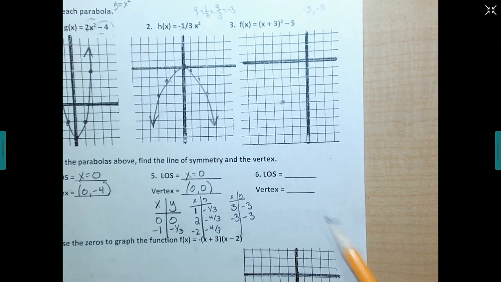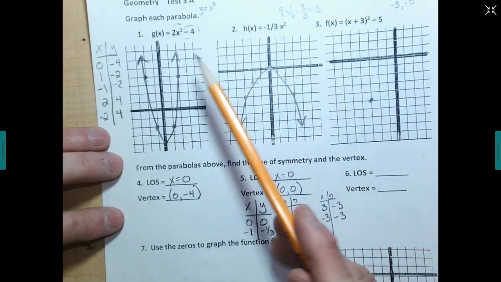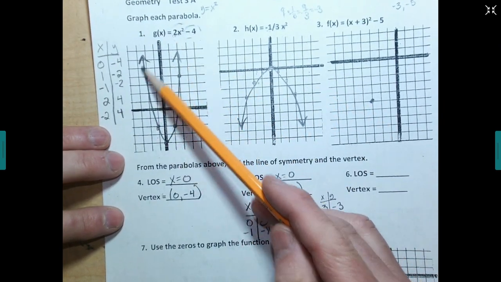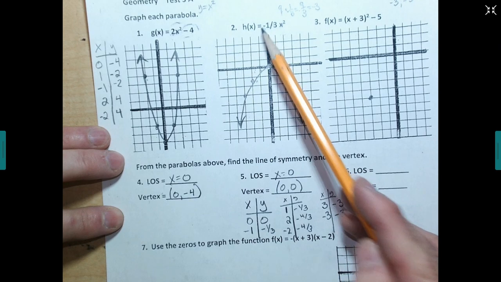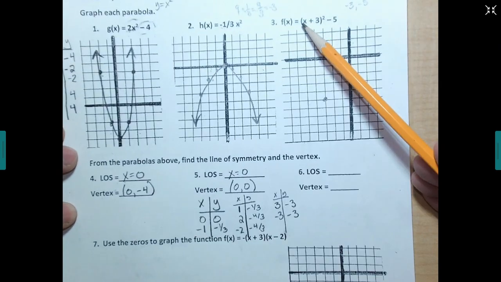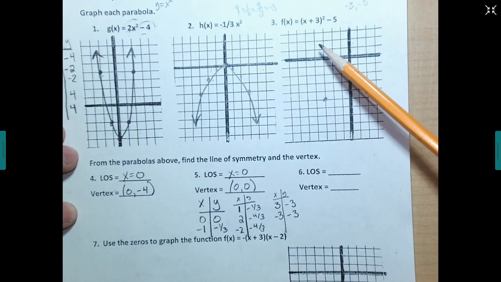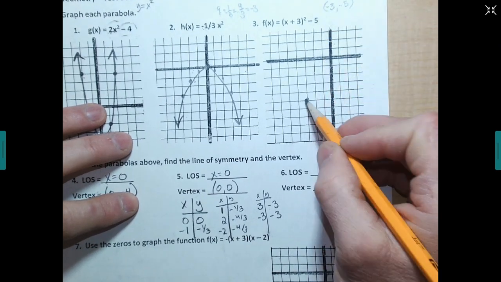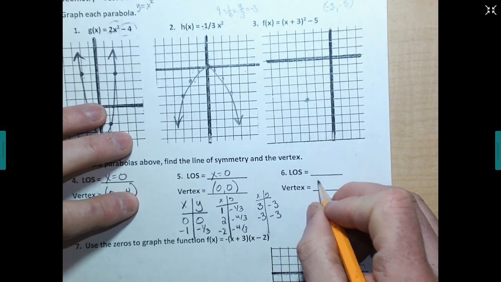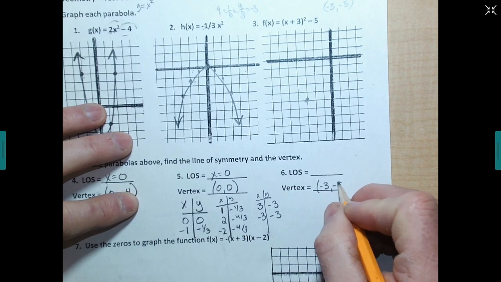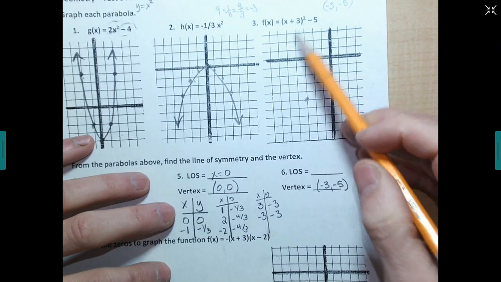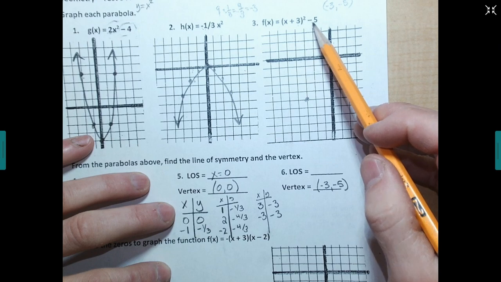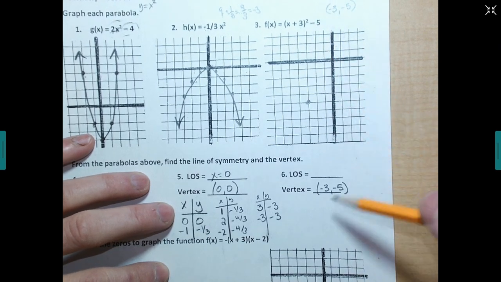Oh, another thing, just to double check and make sure you're doing it correctly, this one's a positive, so it's a happy face. This one's a negative, so it's a sad face. This one's a positive, so it's going to end up being a happy face. So there's my vertex because it's written in vertex form. Negative 3, negative 5. It's the opposite of this and that. So negative 3, negative 5. There's my vertex.